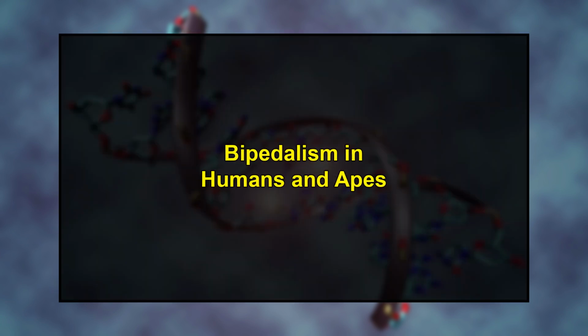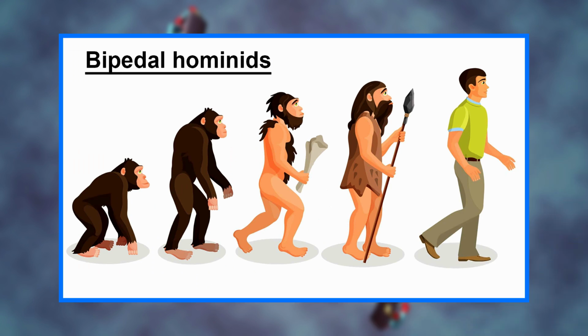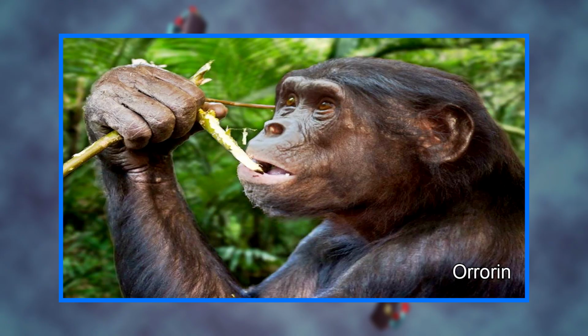Dear students, let's now discuss bipedalism in humans and apes. Bipedalism is the basic adaptation of the hominid and is considered the main cause behind a suite of skeletal changes shared by all bipedal hominids. The earliest hominin, or presumably primitive bipedalism, is considered to be either Sahelanthropus or Orrorin, both of which arose some 6 to 7 million years ago.